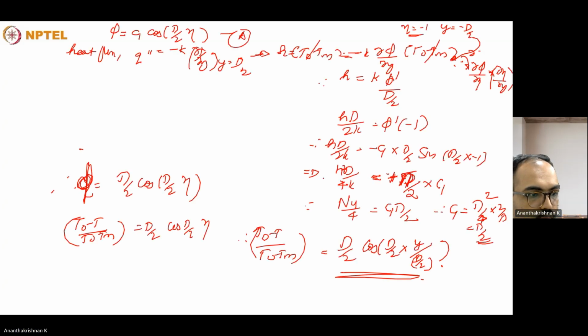So that is the equation for the temperature profile. Now we need to get the value of the mean temperature variation. From this one we can actually get it. So we have already determined the value of the mean temperature, Tm.